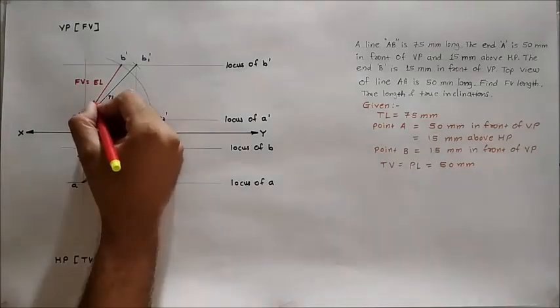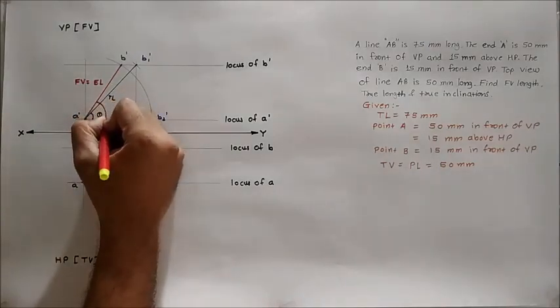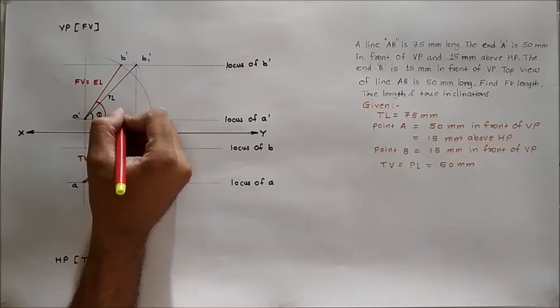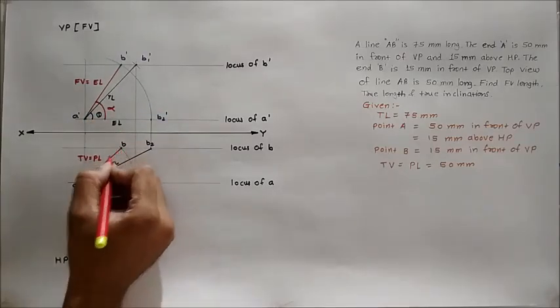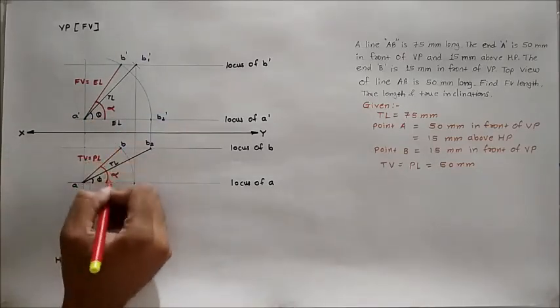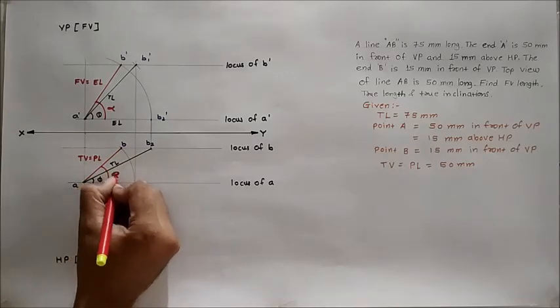The angle made by this front view with the horizontal line is called as alpha angle, and angle made by this top view with the horizontal line is called as beta angle.